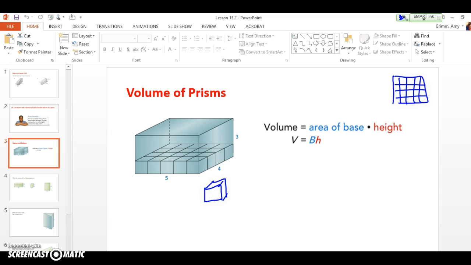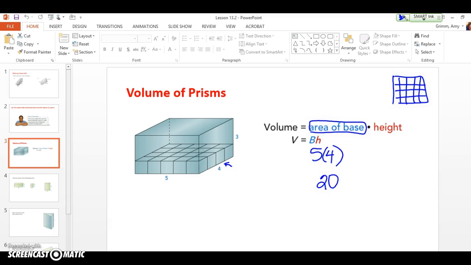So what I do is I find the area. What would be the area of this base layer right here? 15? You sure? Wait, what else? 20, right? What'd you do? 5 times 4, because there's a side of 5 and a side of 4. That's exactly what we've been doing with area, right? So the base area right here is 5 times 4, which is 20.